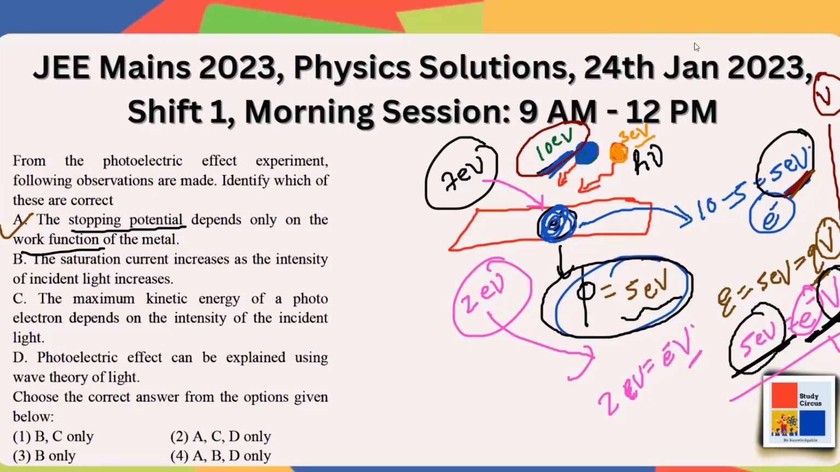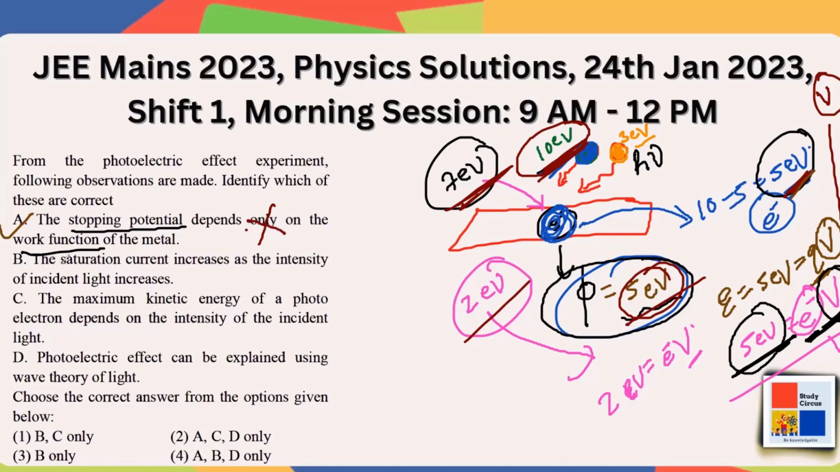So certainly the stopping potential is not only dependent on the work function that is getting used up in getting that electron out, but also on the energy of the photon that collided with the electron, right? That will decide how much energy is left with the electron after the collision. So certainly this is not correct. It is not only dependent on that, okay?